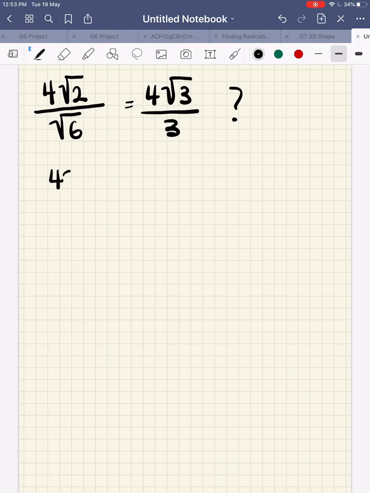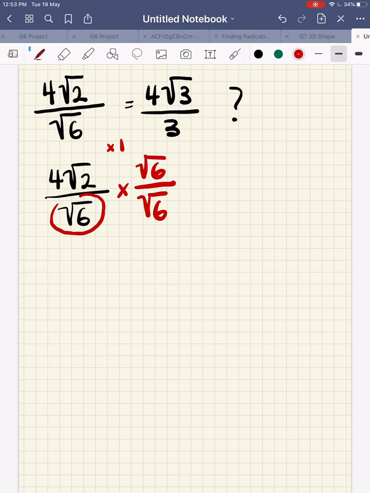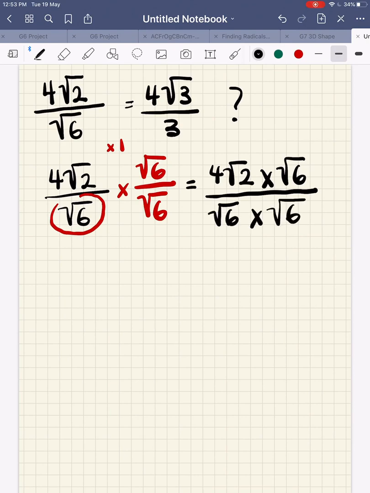Well, 4 root 2 divided by root 6. I'm going to multiply it by 1 now. Except I use whatever the irrational number is in my denominator. Root 6 divided by root 6. So I have 4 root 2 times root 6 divided by root 6 multiplied by root 6. 4 root 12 divided by 6.